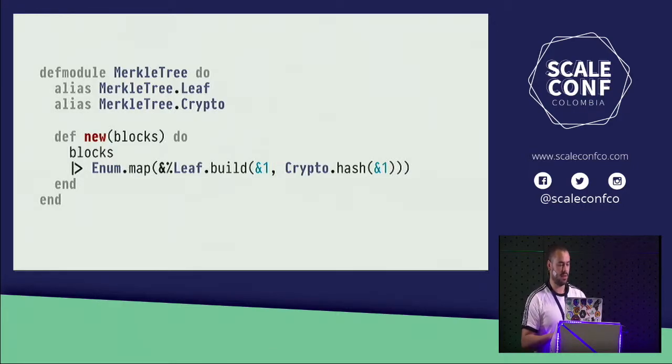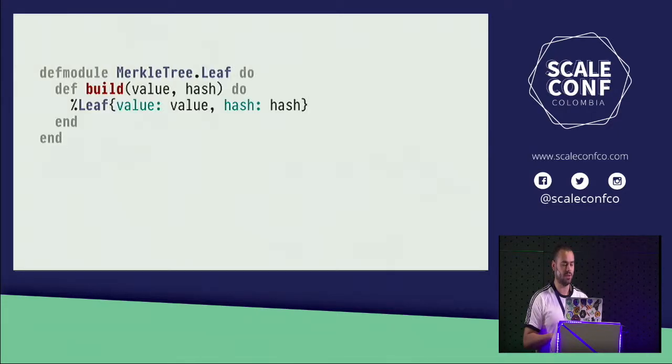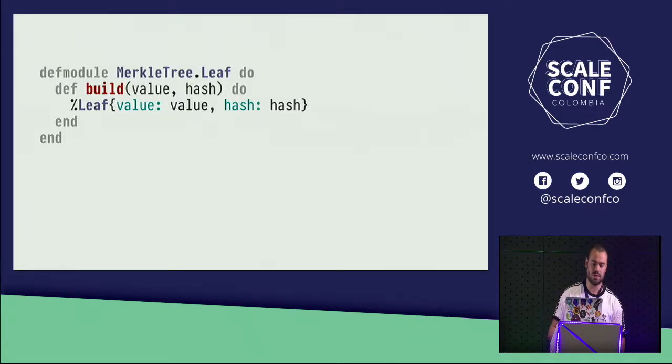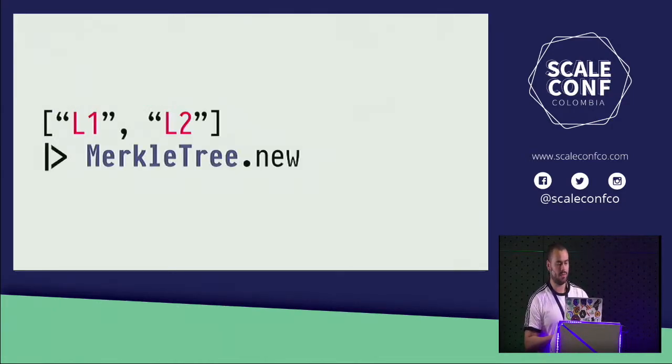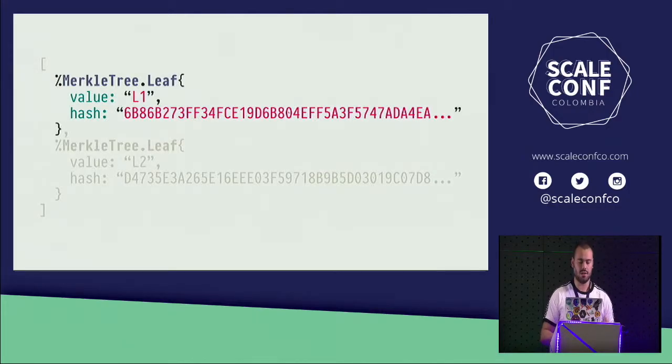We are accepting a list of blocks, and for each block, we'll apply the hash function, and with that hash function, we'll create a leaf. The build function is just like that. You pass a value and a hash, and it will return a leaf. So if you call Merkletree.new with this kind of input, a list of data blocks L1 and L2, the output will be something like this. It will be a list of leaves that contain the value and the corresponding hash.